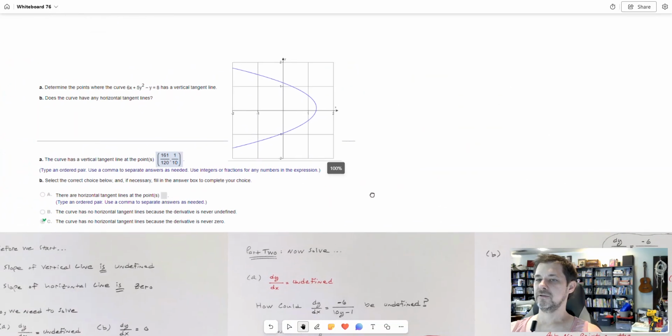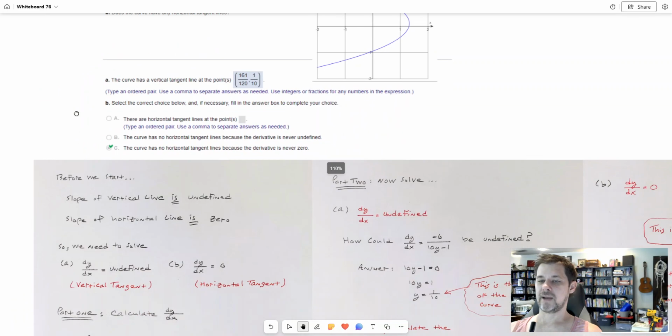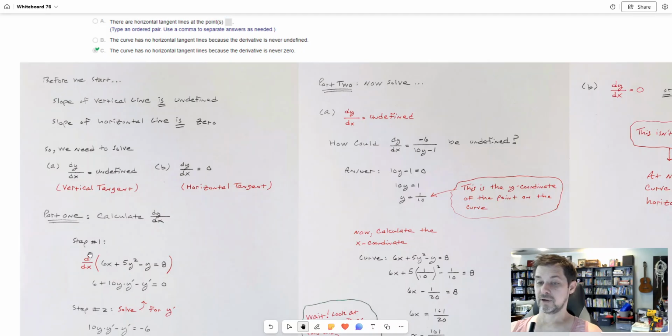And again, I'm not too surprised by that. It just doesn't look like this curve flattens out to be horizontal at any point. So I'm not surprised at all with B that the curve has no horizontal tangents, and it's because the derivative can never be 0. Okay, so there's a question that wraps up several things in the lesson. We got the process for finding the derivative if you have an implicit function, and we've got a little bit of geometry too, with lines, their slopes, what it means to be vertical, and what it means to be horizontal.